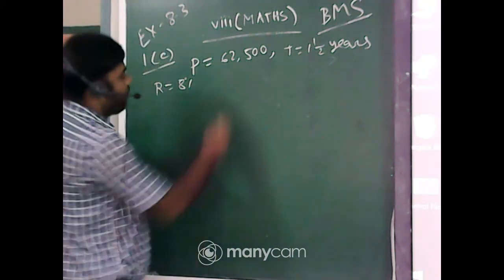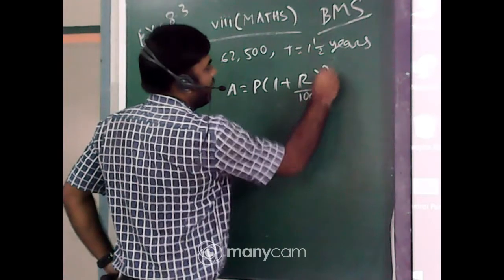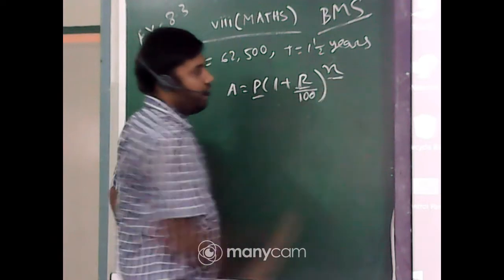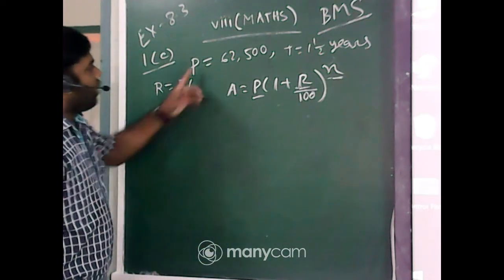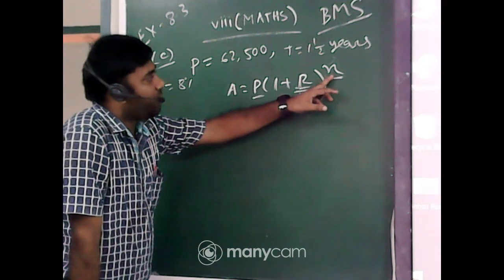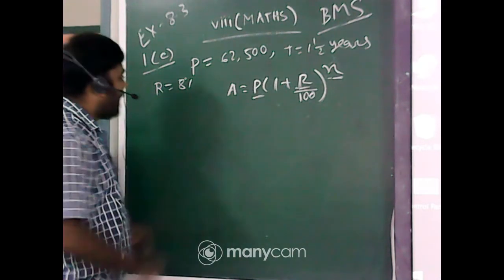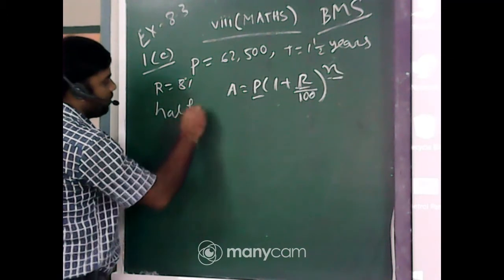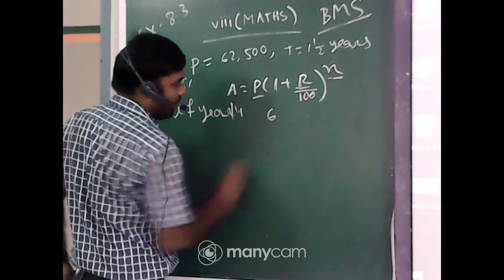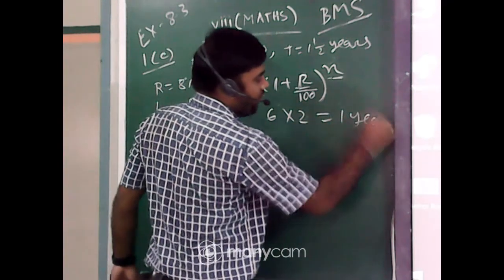So we have the formula A equal to P into 1 plus R by 100 whole to the power n, where P is the principal, R is the rate of interest, and n is time. Generally we put the value of P, that is 62,500, in place of n 1.5 years, that is 3/2, and R 8%. But as it is given half yearly, half year means 6 months. 6 months and 6 months make 1 year.